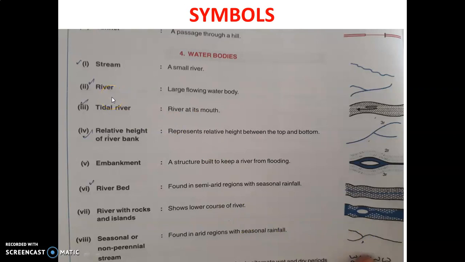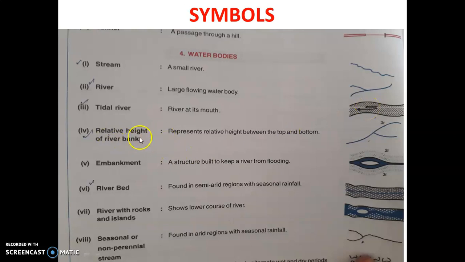Next, which symbol is used for the river? This is the symbol for river. Again, if the symbol is represented in black color, then it indicates a non-perennial or seasonal river. On the other side, if it is in blue color, then it shows a perennial river. Next is tidal river. A tidal river is highly influenced by tides. Like in Gujarat, there are several rivers like Sabarmati, Mahe. These are rivers highly influenced by tides. So this is the symbol for tidal river.